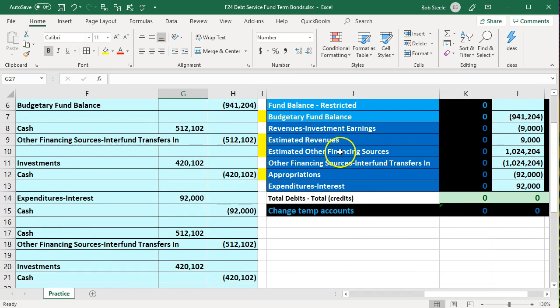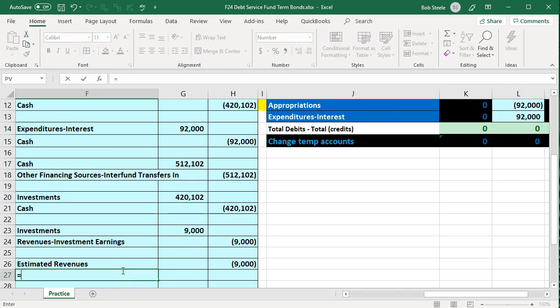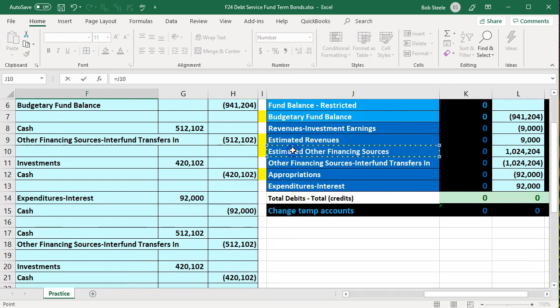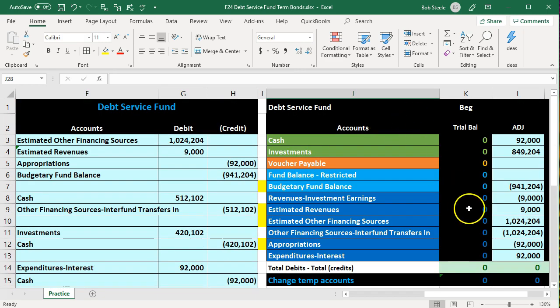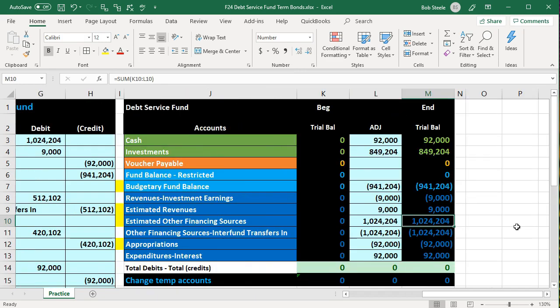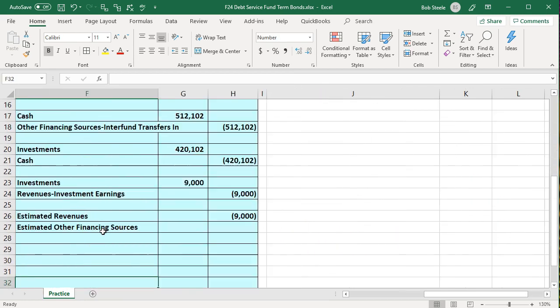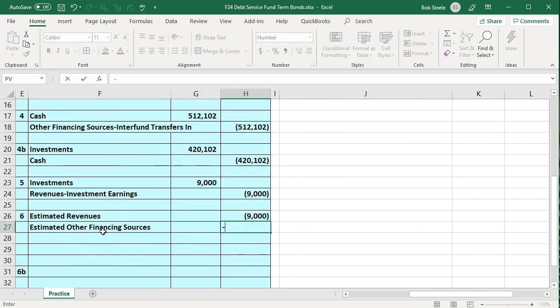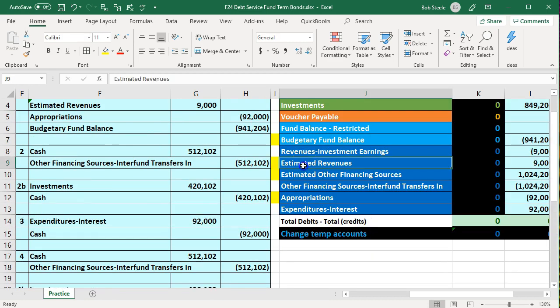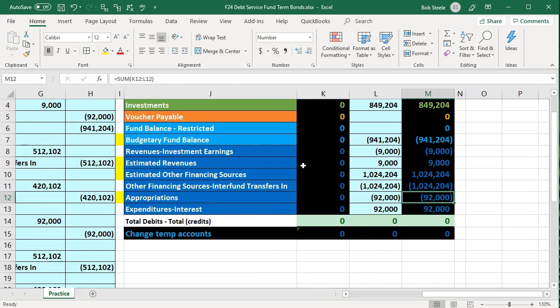And then next we have the estimated other financing sources, also a debit. So we're going to credit it. So I'm going to pick up the other financing sources, and it's got a debit of $1,024,204. So we're going to credit it by that same amount, negative $1,024,204. So there is that. Next budgetary account we have is the appropriations. It's got a credit in it because it's the opposite of an expenditure, and so we're going to remove it.